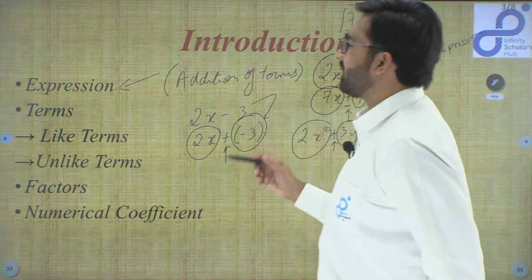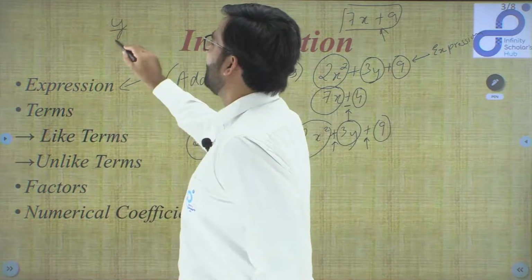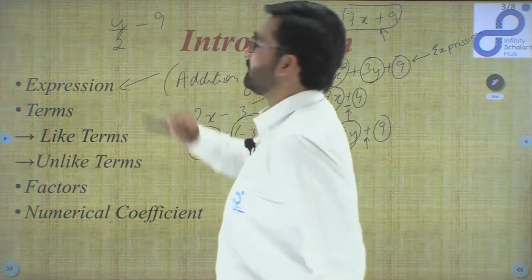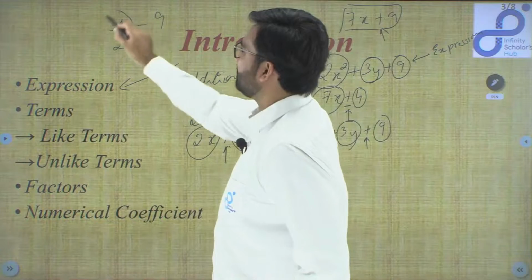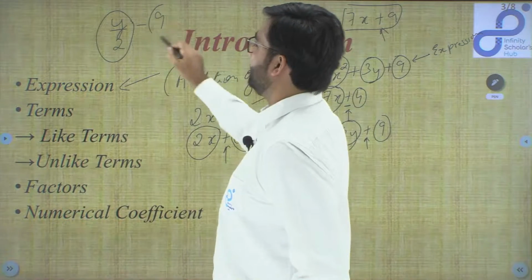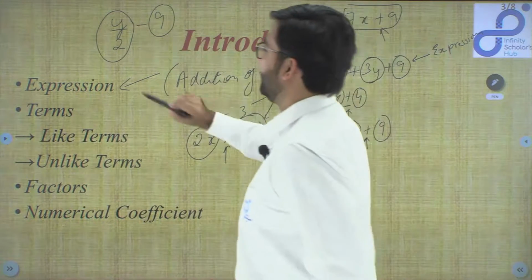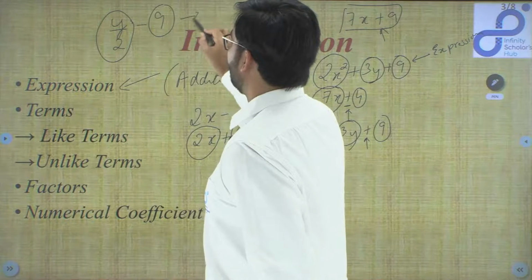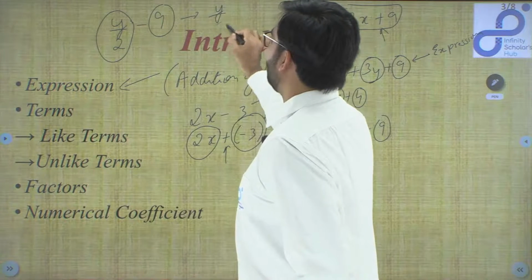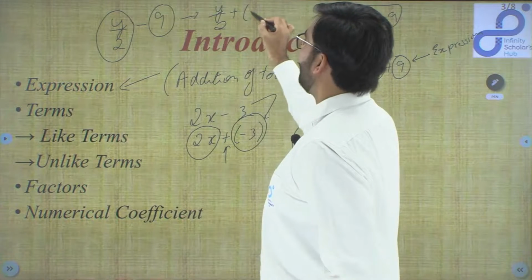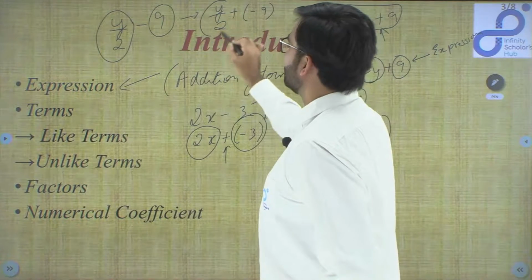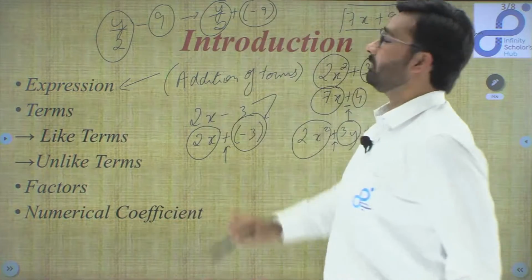So similarly there are plenty of examples. You can even take y by 2 minus 9. This is again an expression. There are 2 terms. This is one term and this is another term. Sorry, this is not the other term. Wait, let me just correct myself over here. This will be y by 2 plus minus 9. So that means this is one term and this is another term, okay.